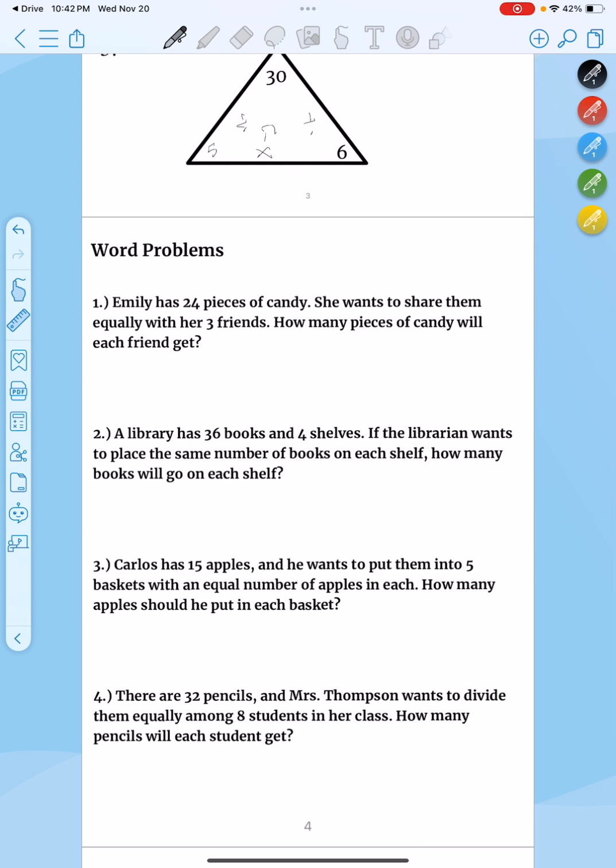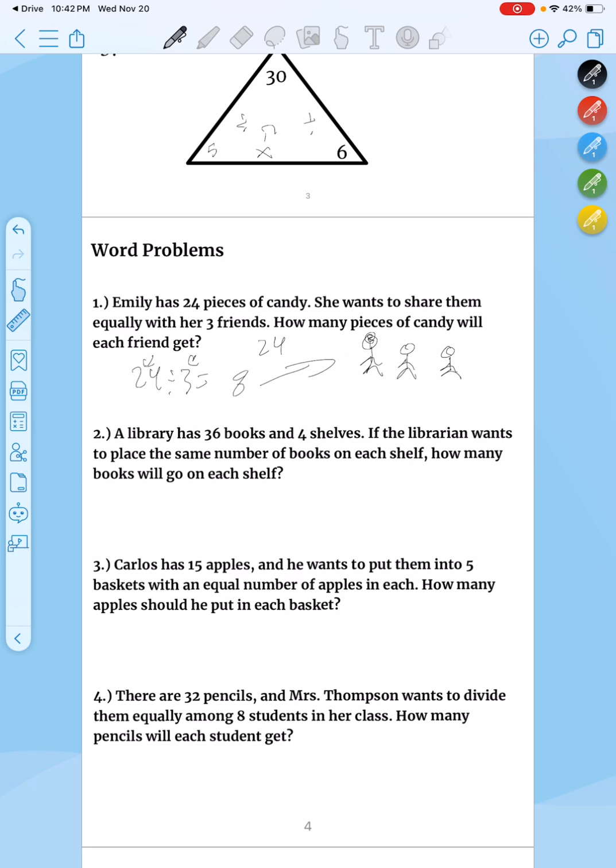Emily has 24 pieces of candy and she wants to share them with 3 of her friends. She has 24 and she has 3 friends. And she wants to give each of them an equal amount of candy. So she has 24 candy and she wants to divide them into 3 so she could give an equal amount to her friends. So 24 divided by 3, because that's how many friends she has and that's how many candy she has, that would be 8.